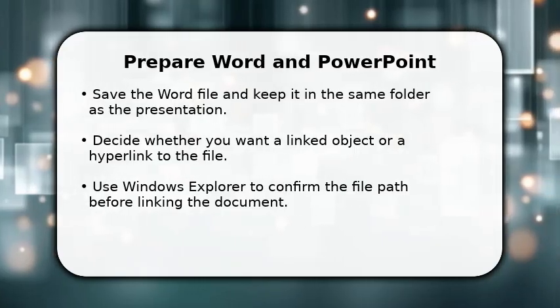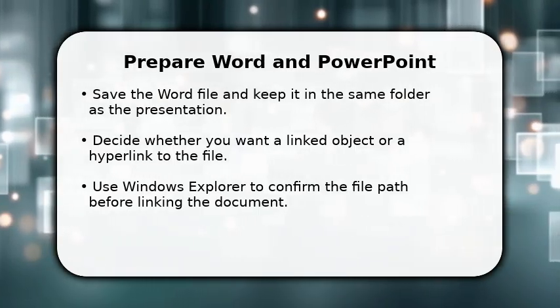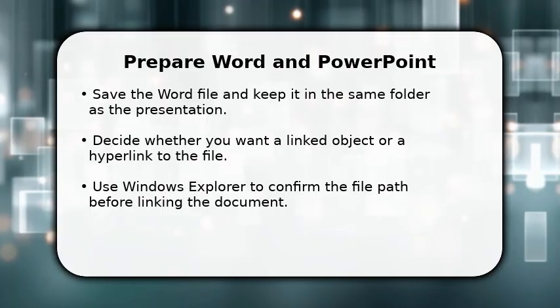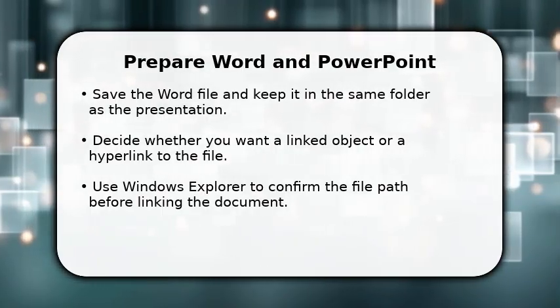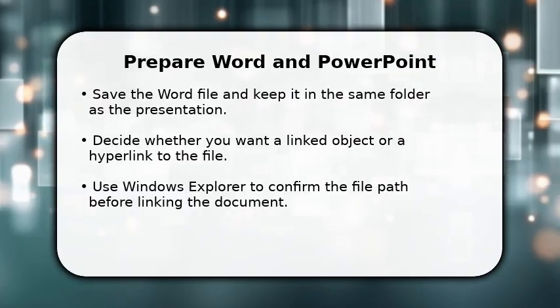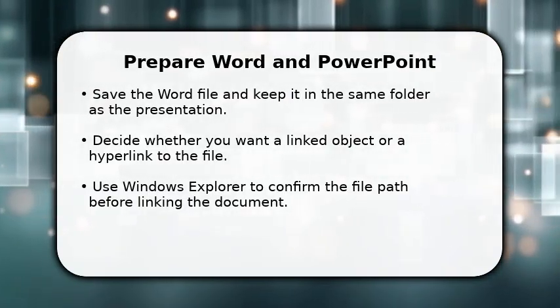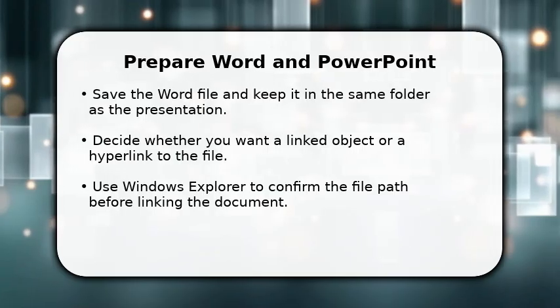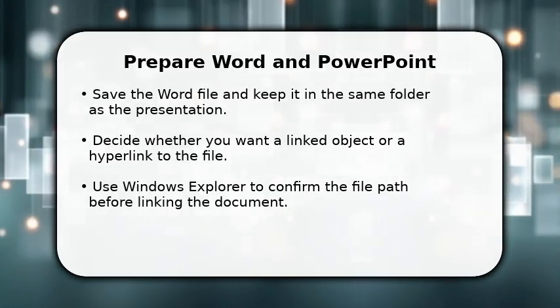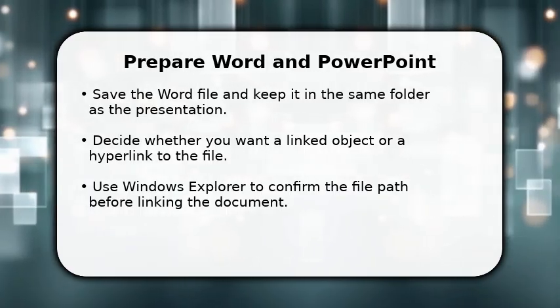Start by saving your Word document with a clear file name in one folder. Keep the PowerPoint file in the same folder to preserve relative links. Decide now if you want a linked object that updates or a simple hyperlink that opens the file. Confirm the file path using Windows Explorer so links do not break when moving files. Close the Word file before creating the link to avoid file lock conflicts during the process.